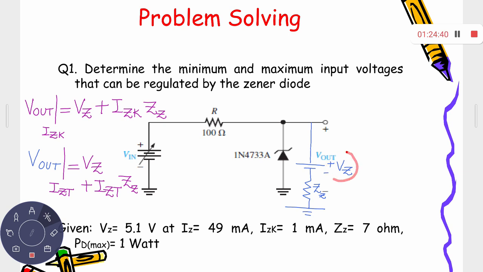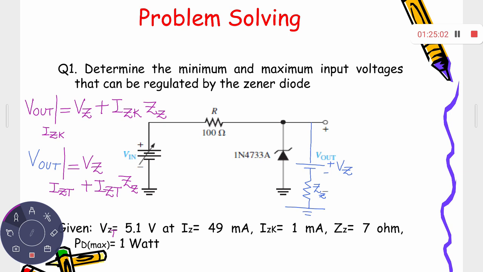This is VZ, always VZ. That is constant. It's not 5.1. It is confusing, this VZ and that VZ are not the same. Remember. So it is better I write VZT here. Then you can understand. Yeah, this is VZT.